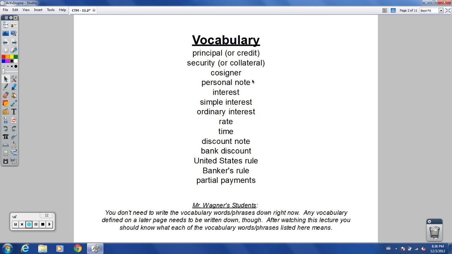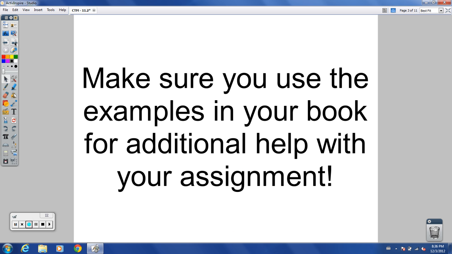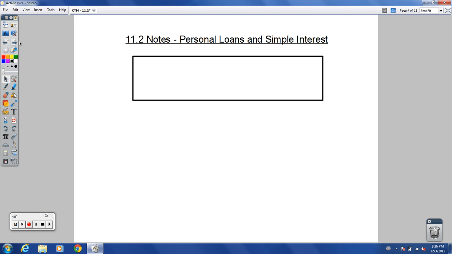Got quite a few new vocabulary words. I would guess a couple of these you recognize and could define in your own words, but a lot of them I bet are new terms for you, so make sure you look at the list and understand those by the end of this lesson, and use those extra examples in your book. There's a couple of types of examples that I won't go over. I'll just refer to them in the book, but most of them we will hit here. So let's check this out.